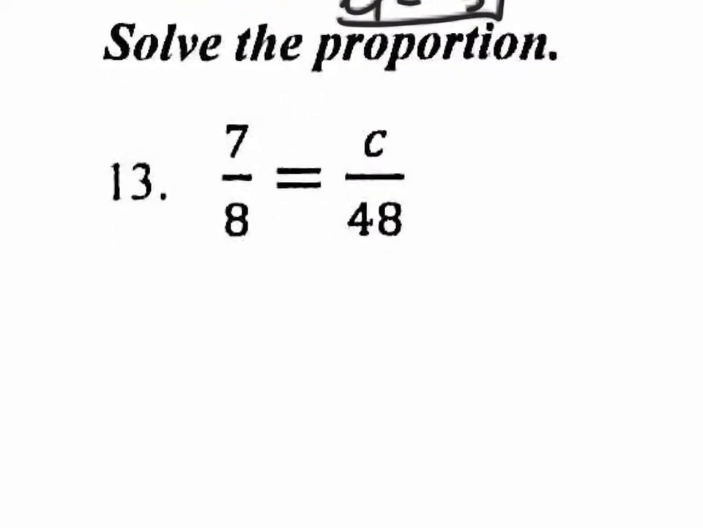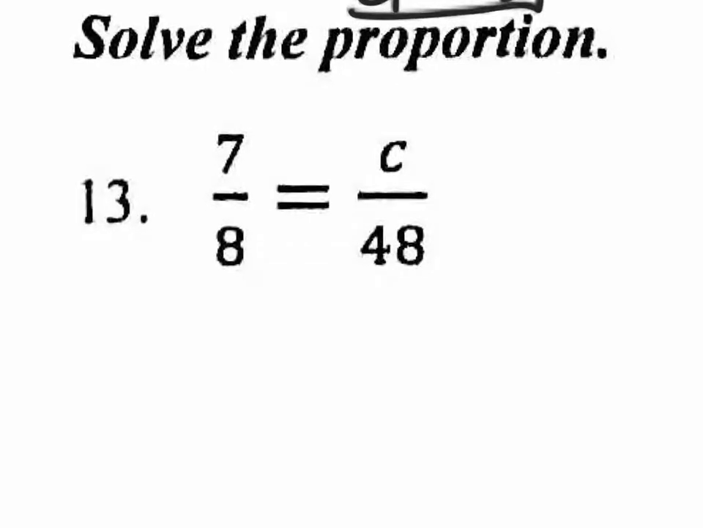Solve the proportion. Again, it says solve. And what could we do on number 13? What do you do when you have a proportion? Cross multiply. So let's set this up: 7 times 48 equals 8 times C.